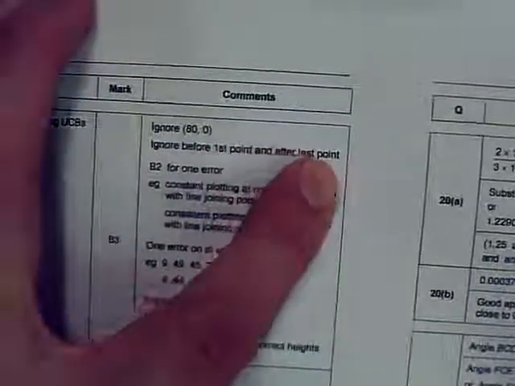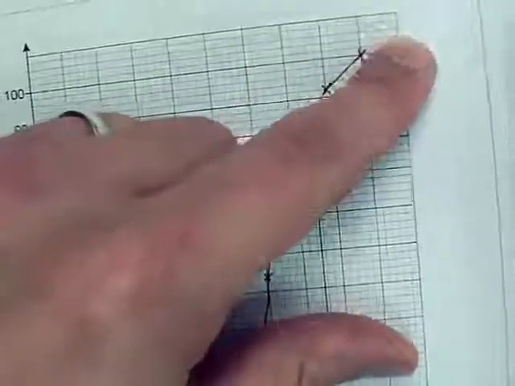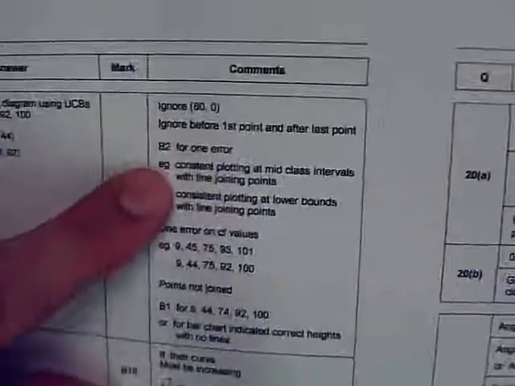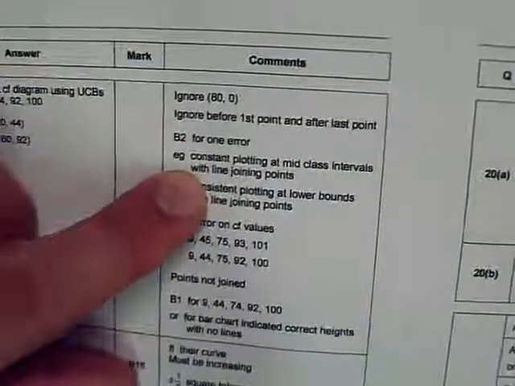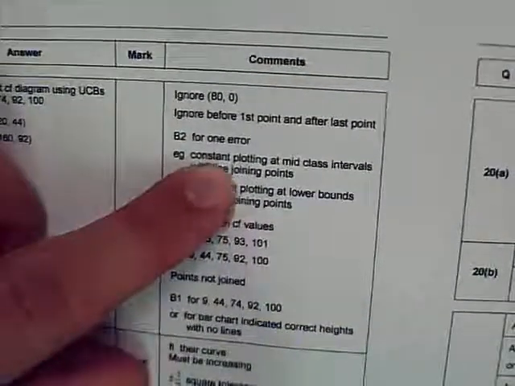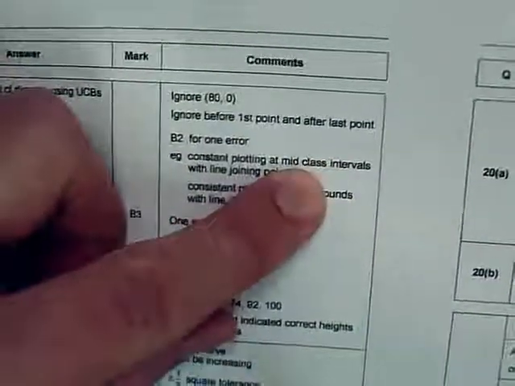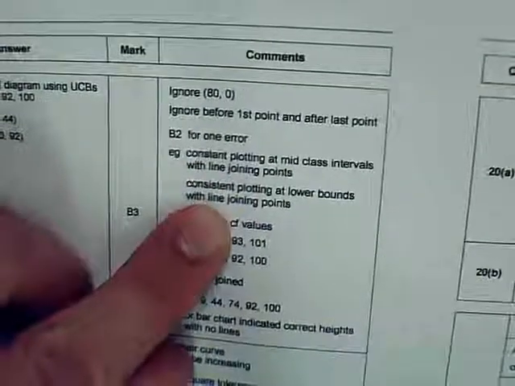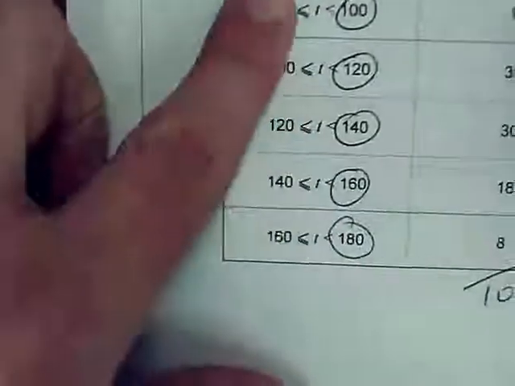It says ignore anything after the last point. So if I was to continue this line on for some reason, again the examiner just ignores that bit, so you can still get the marks. Now if you make one error, you go down to 2 marks. So one error could be things like consistently plotting at the mid-class interval, so plotting the midpoints instead of the endpoints. That gives you 2 marks instead of 3. Or consistently plotting at the lower bounds. So if you plotted these numbers instead, you get 2 marks.